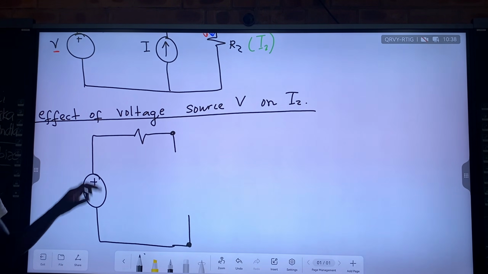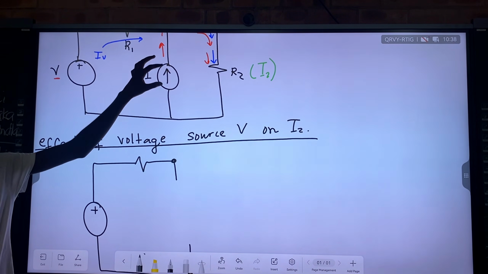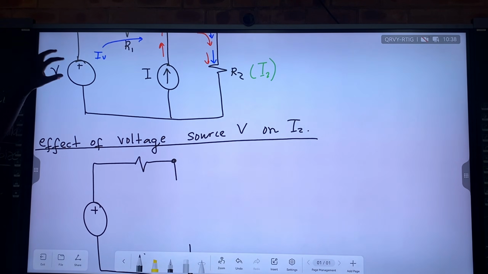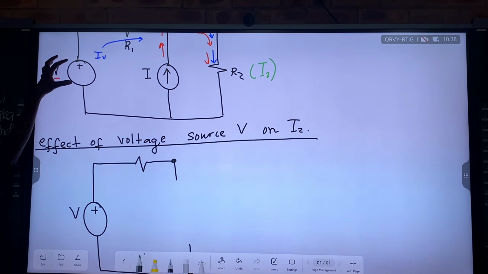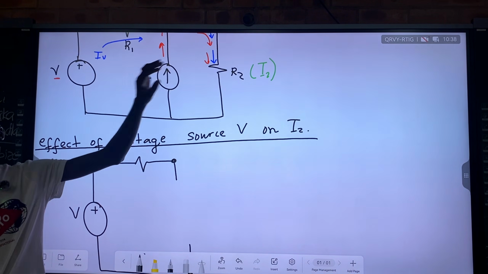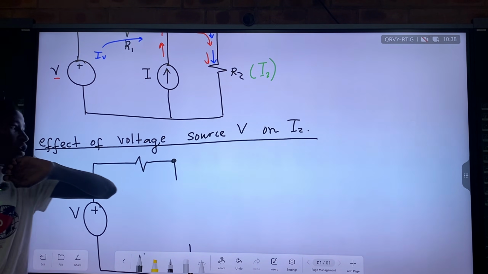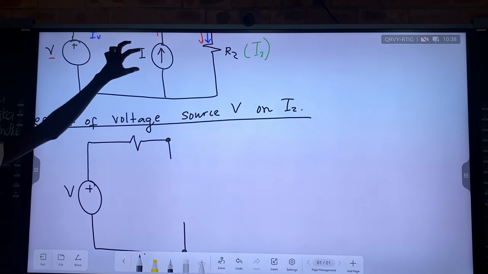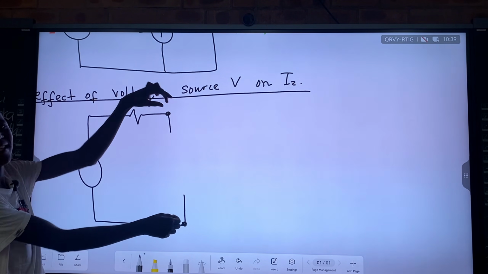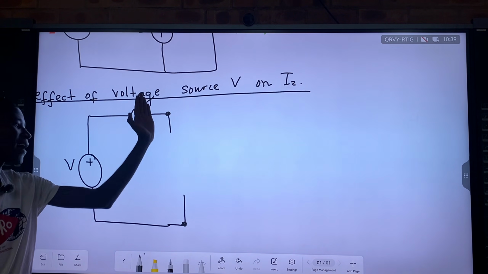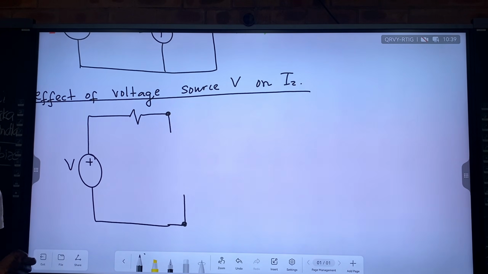Do you see it? We are trying to remove the current I, because we are trying to see the effect of the voltage source V alone on resistor R2. That is what we are doing here. Okay, so for us to remove a current source, what do we do? We open the circuit, because current cannot pass through a circuit that is open.